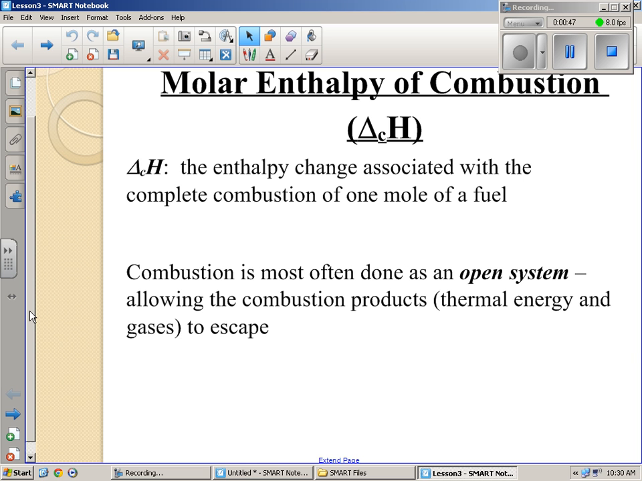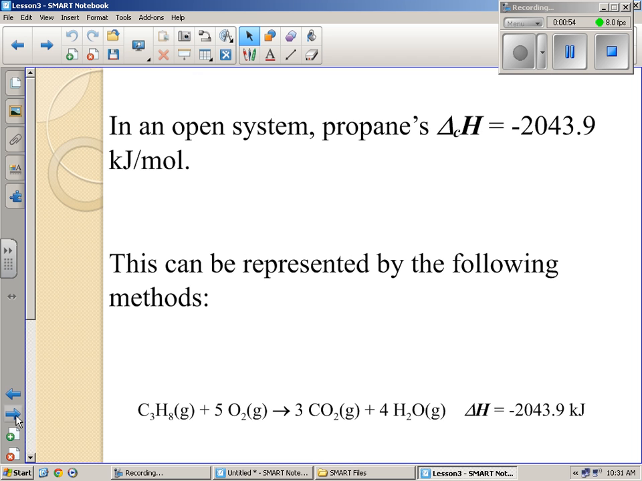mole of a fuel. Combustion is most often done as an open system, and we're going to get, of course, gases that are allowed to escape, and some energy as well. In an open system, which basically just means burning or combustion, propane's delta cH is negative 2043.9 kilojoules per mole. So for every mole of propane that you burn, you would get 2043.9 kilojoules of energy produced. All right? Kilojoules per mole of that.